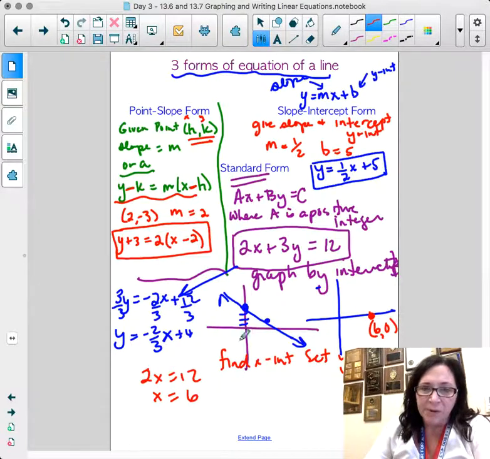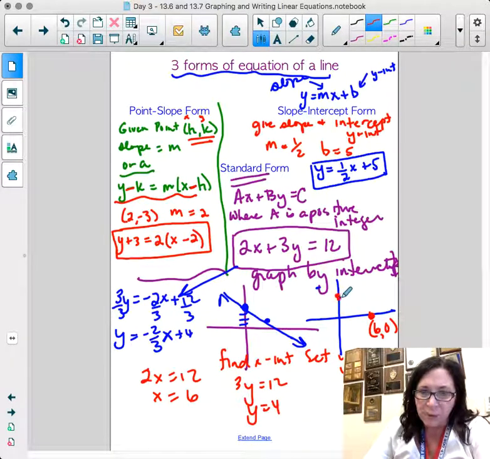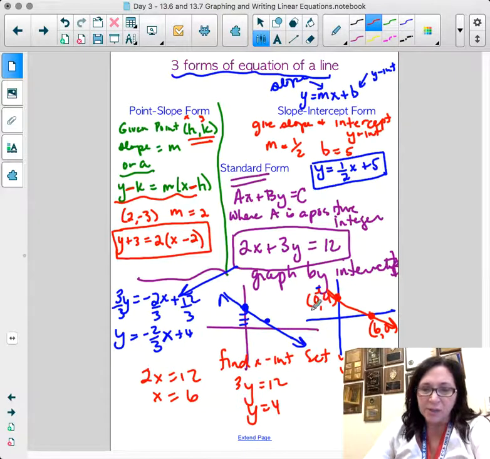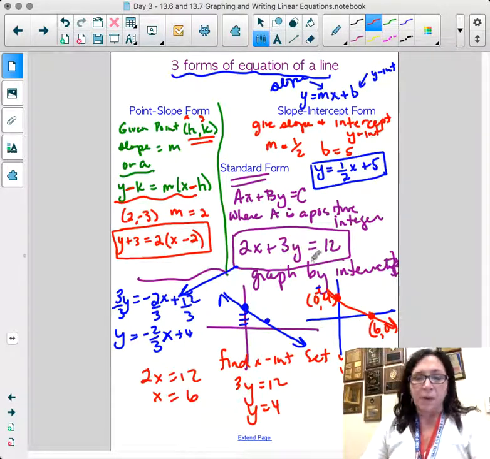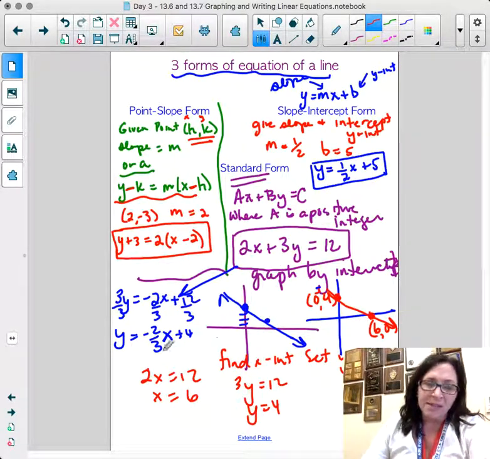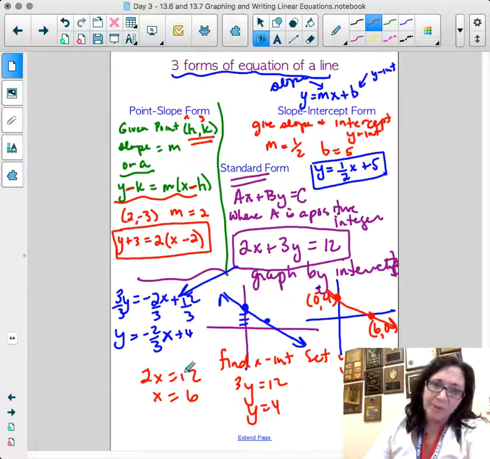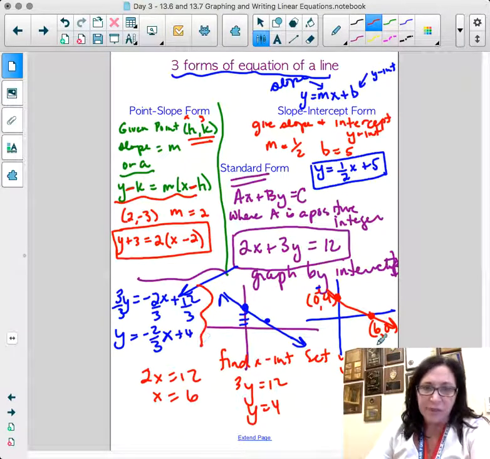And then if I were to set x equal to 0, I would have 3y equals 12, and so y equals 4. On the y-axis, I would go up 4. And so this is (0, 4). And so this is the same line as this. These are exactly the same lines, except I'm graphing by intercepts instead of solving for y and doing all these extra steps. You don't have to do that.